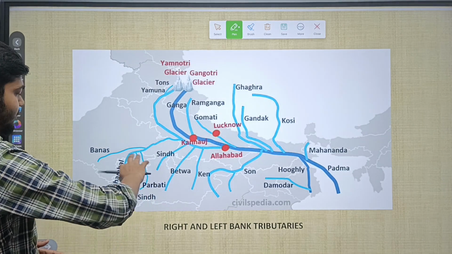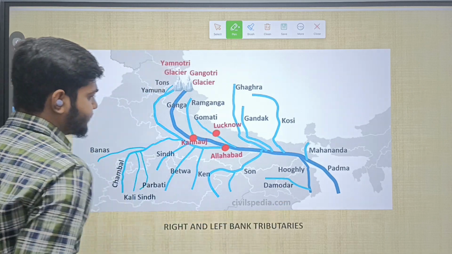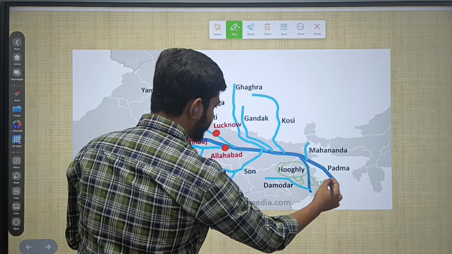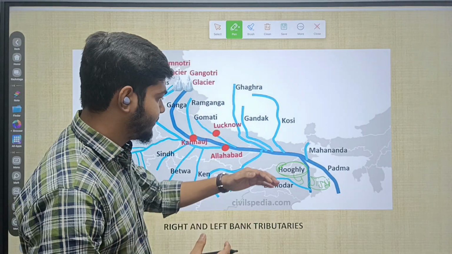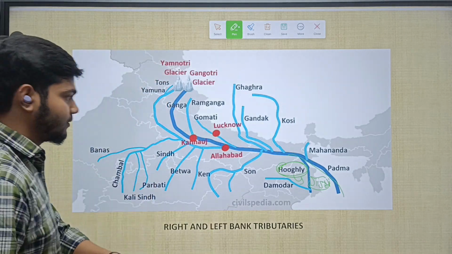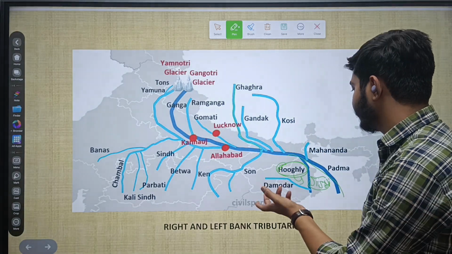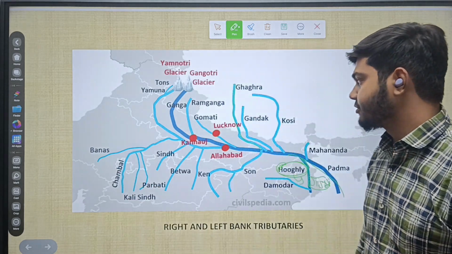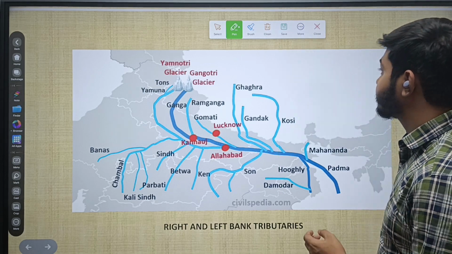For example, Betwa, Chambal, Gomti, and Son. And the Hooghly river is a distributary. This is not a tributary. This river is a distributary which breaks apart from the main stream of the Ganga river. So a tributary means a river joining the main stream, and a distributary means a river which is going away from the main stream. Okay, so let's move to the next point.